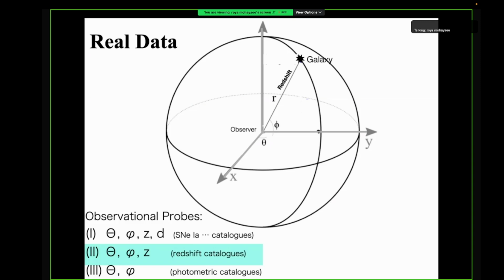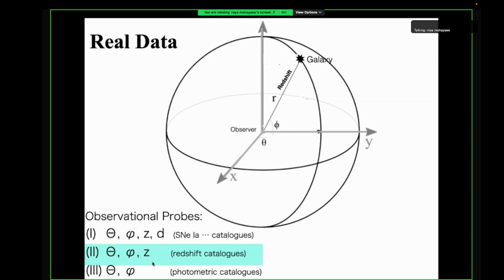And the second bunch of data we have gives us information for millions of sources. Let me remind you that the first bunch we had, like supernovae, gave information for about thousands of sources. Now I want information for millions. I want to increase my statistics. So this is the second bunch of data. They are called redshift catalogs.